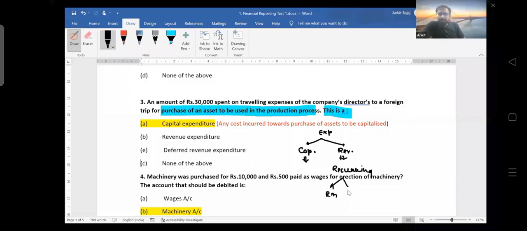Raw material, regular expenses. If you are paying salary, or if you are paying electricity expenses, and so on, these are regular expenses, that is a recurring expenditure. But if I talk about capital expenditure, these expenditures are non-recurring expenditure, right?